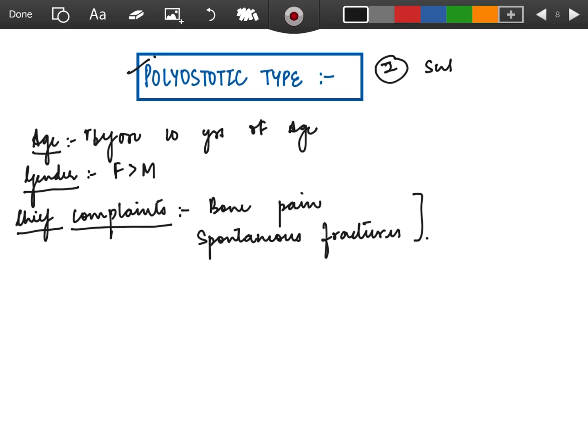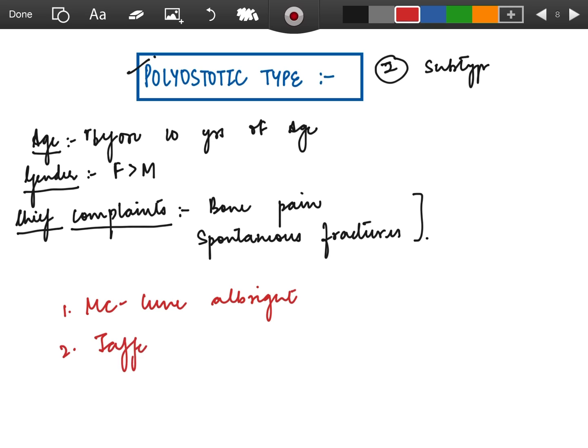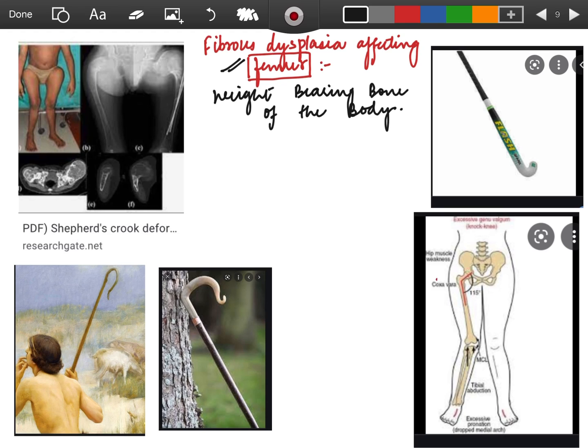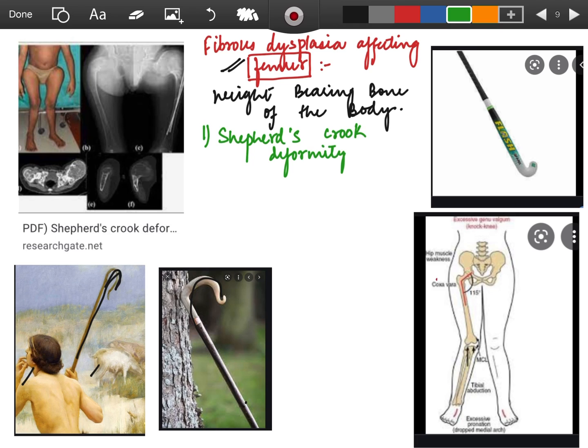We have two subtypes of polyostotic fibrous dysplasia: the McCune-Albright type and the Jaffe-Lichtenstein type. We will study the difference between the two further on. If fibrous dysplasia affects the femur, we know that the femur is the weight bearing bone of our body. So what happens? There is bending of the proximal end of the femur, like a shepherd's crook. We call this the shepherd's crook deformity, as you can see in the picture. It also appears like a hockey stick, so we also call it the hockey stick deformity.